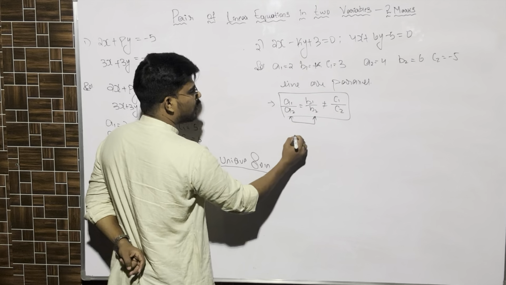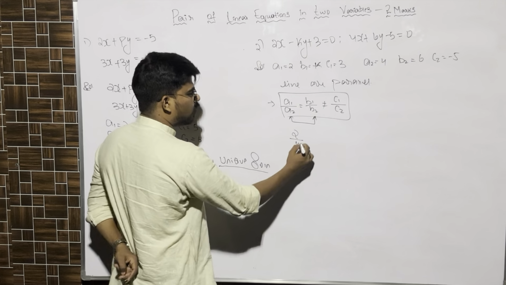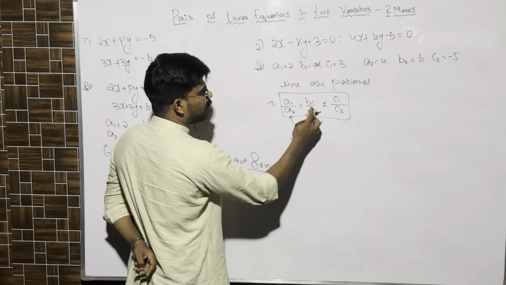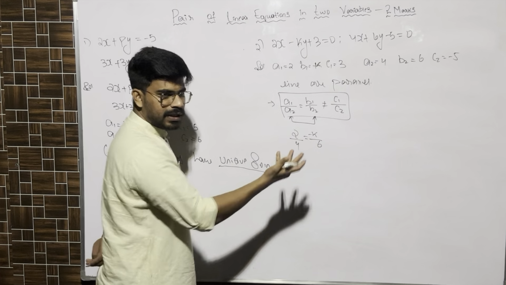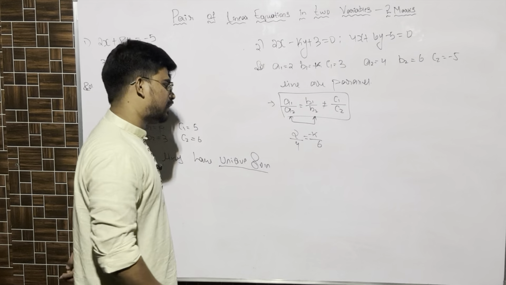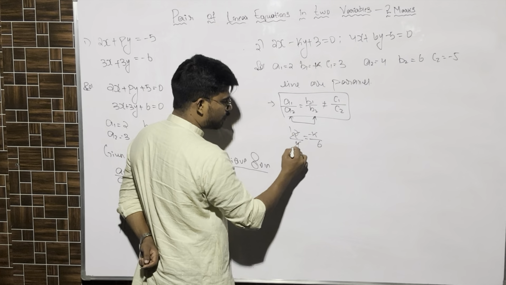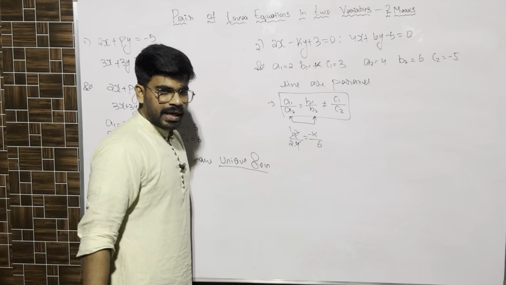What is A1? 2. A2? 4. 2 by 4 is equal to B1, minus K by 6. After solving this, I can get the value of K, right? So that's why I am not taking C1. Not bothering about C1, right? 2 1s are 2, 2 2s are 4. 2 and 6 can also be cancelled.